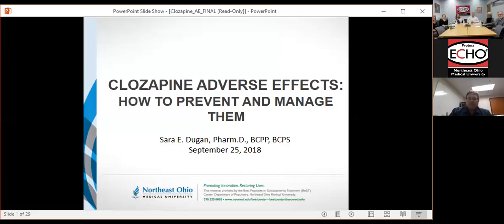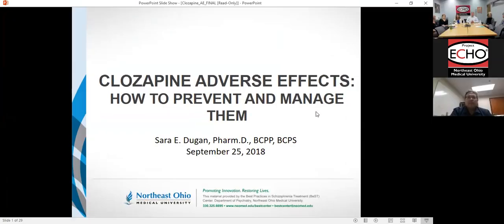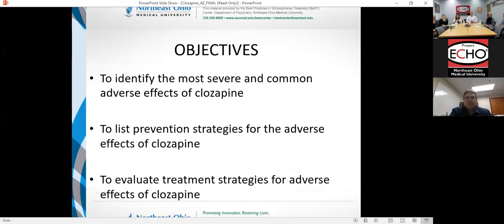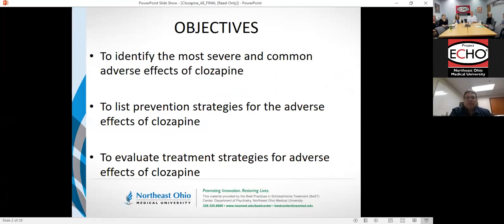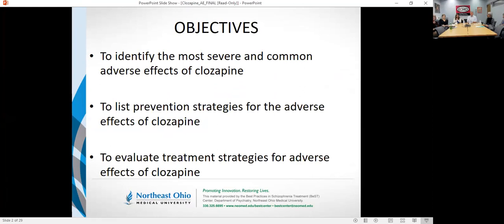The clozapine block is clozapine adverse effects, how to prevent and manage them. In the spirit of most of the ECHO clinics, the goal with the didactics is that they are relatively short and sweet. I will do my best to make this short and sweet, but for full disclosure, I had a hard time limiting the number of adverse effects to talk about.